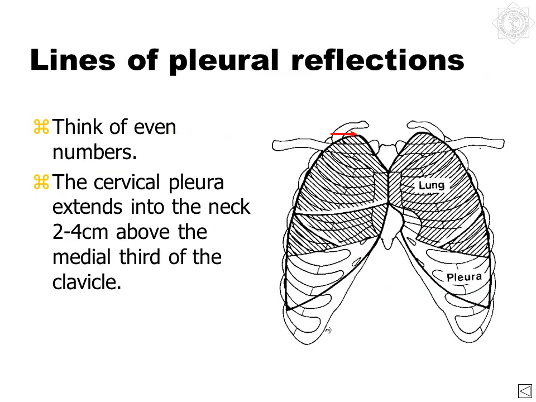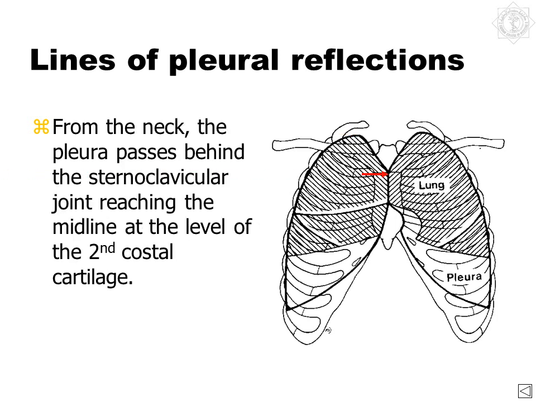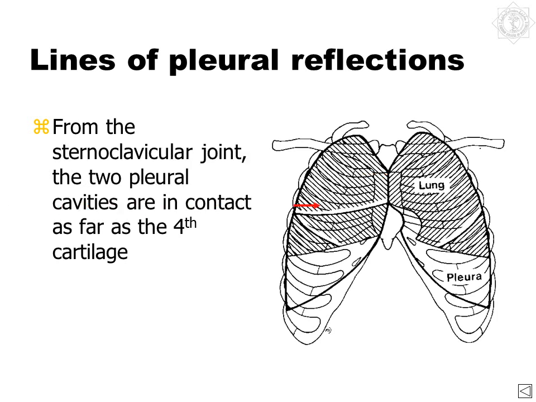The cervical pleura extends into the neck, 2 centimeters above the medial third of the clavicle. From the neck, the pleura passes behind the sternoclavicular joint, reaching the midline at the level of the second costal cartilage. From there, the two pleurae remain in contact as far as the fourth costal cartilage.